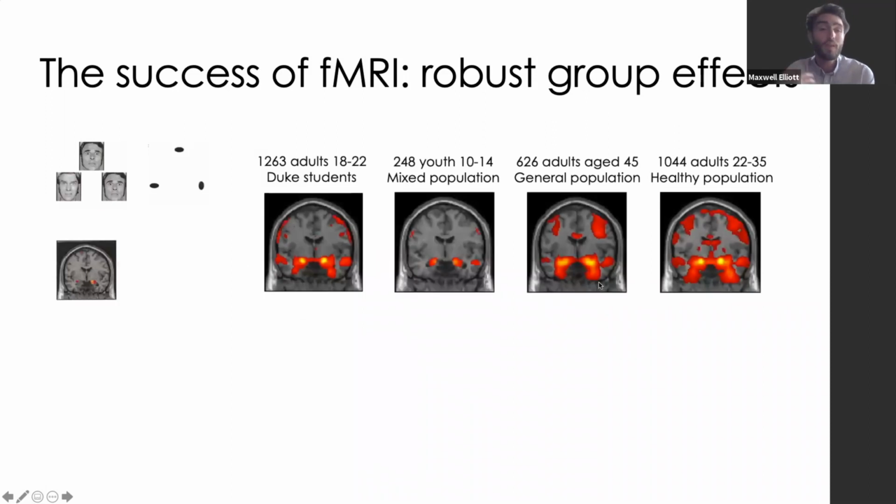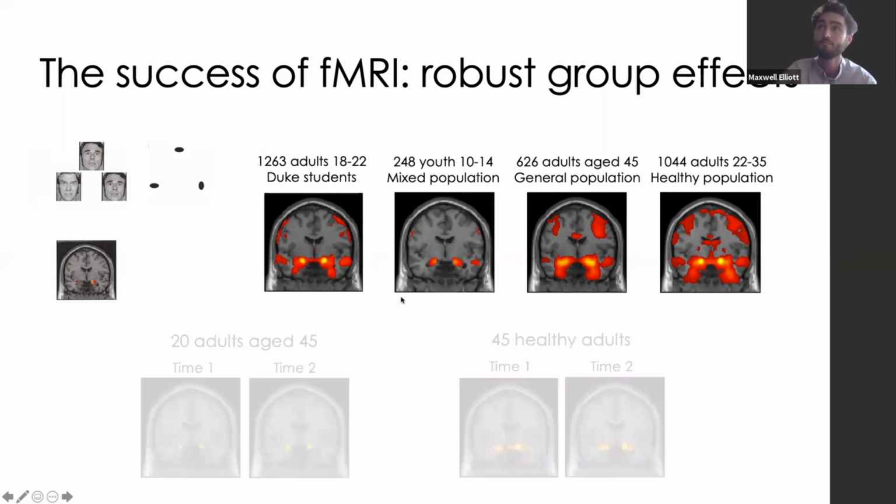This robust within subject effect has been replicated over and over again. As you can see here, there are 4 different studies that we've investigated in our own lab, and in each case you get robust activation of the amygdala.